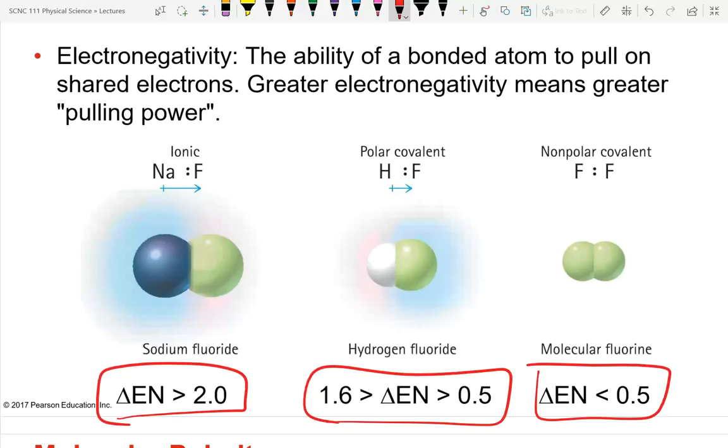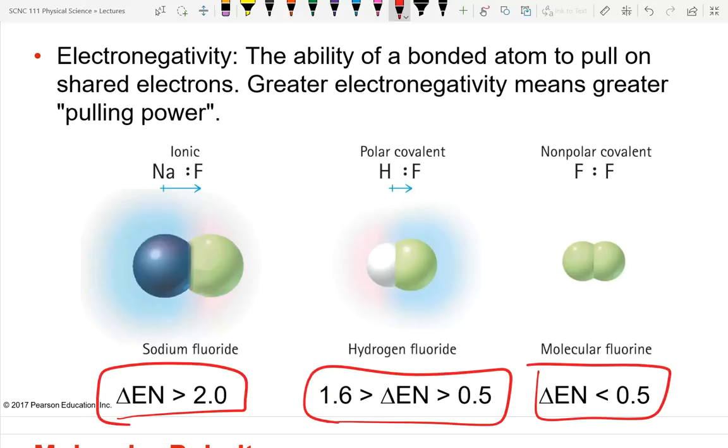Polar covalent, the one with the higher electronegativity is going to have the shared electrons more. The one with the lower electronegativity will have them less. So the one with the lower electronegativity is going to have a positive overall charge. The one with the higher electronegativity, a negative overall charge.